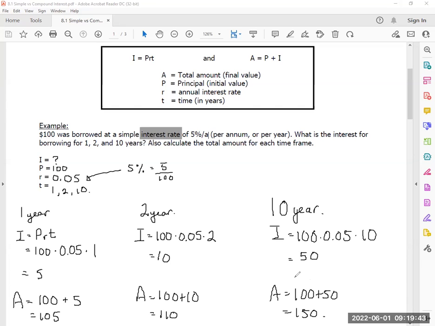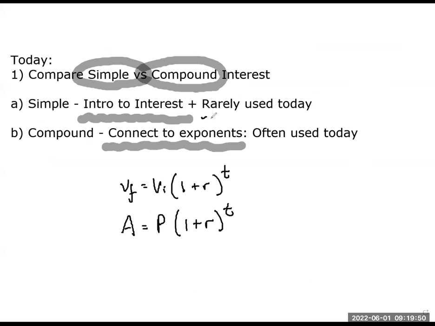Super straightforward. But what did I say before in my little note? I said it is rarely used today. It's too simple. In fact, it doesn't do justice to how complicated finances can be. So let's take a look at how exponents will help us out.